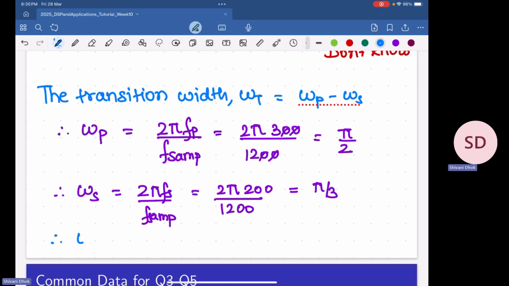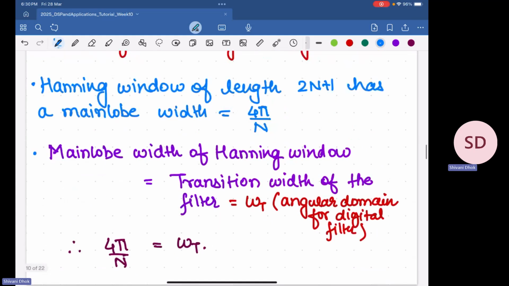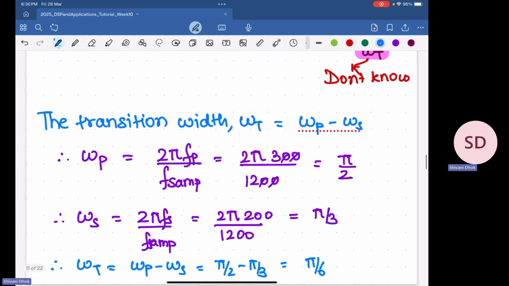So therefore, omega t is equal to omega p minus omega s, which is equal to pi by 2 minus pi by 3, which is equal to pi by 6. Okay. Now let us take this and substitute it in our window length.